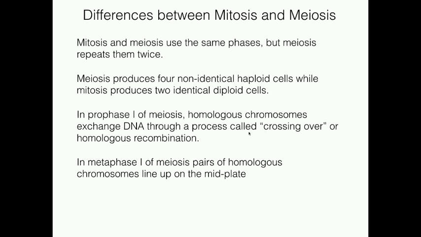The last difference is in metaphase 1 of meiosis. And we'll see this. Remember in metaphase of mitosis, how the chromosomes lined up single file down the center of the cell? Well, in metaphase 1, as we'll see, of meiosis, they're going to line up 2 by 2.